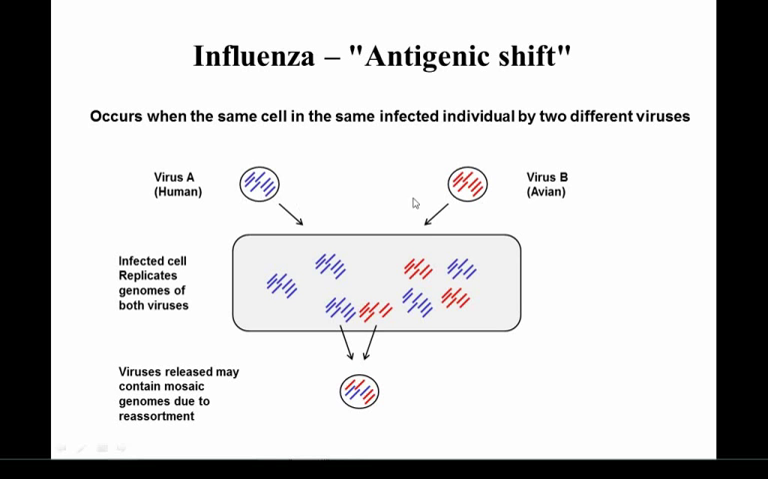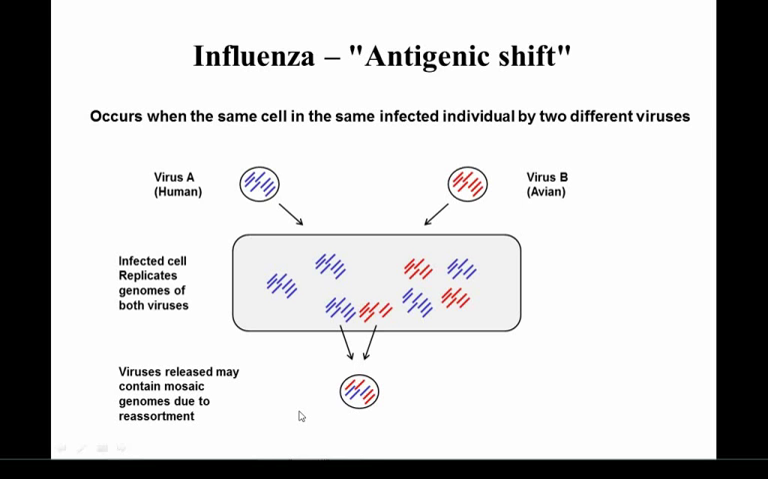Okay, so influenza virus has 8 genomic segments each, and if you've got a human virus and a bird virus that infect the same cell in the same person, both of these viruses will start replicating. So you'll have avian virus genome segments and human virus genome segments in the same cell. And from time to time, you'll have viruses that have packaged some avian gene segments and some human gene segments. So then you can get a mosaic virus.